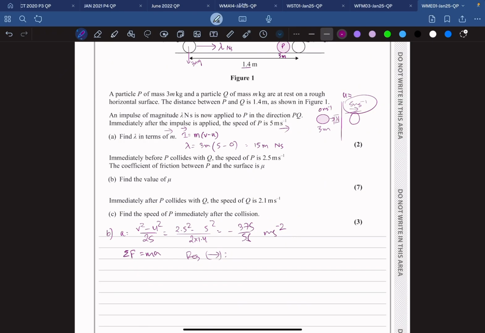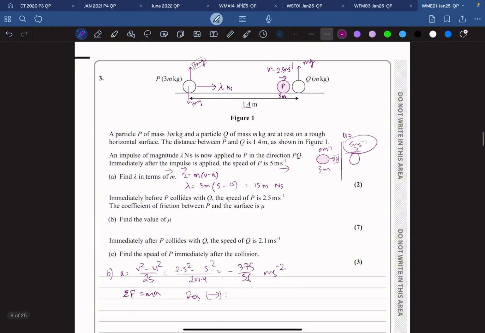Now, what is Fmax? Fmax is mu times the reaction force. We already found the reaction force. That's 3mg. So we're going to have minus 3mg mu. And why minus? Well, we're resolving in the horizontal direction, specifically in the positive x-axis. We're just taking the right side as positive here. And since friction is in the opposite direction, towards the left, we have to put a minus.